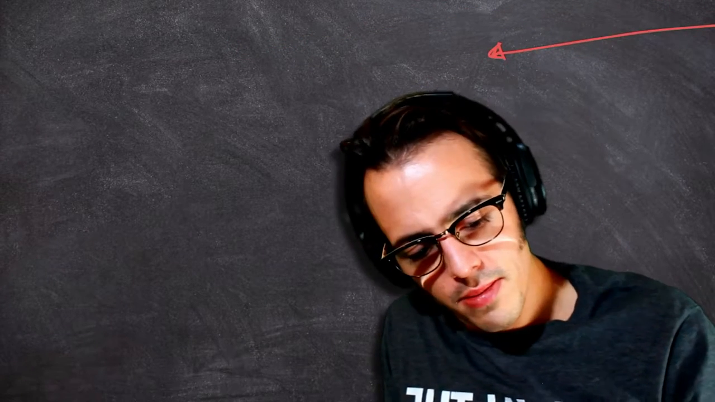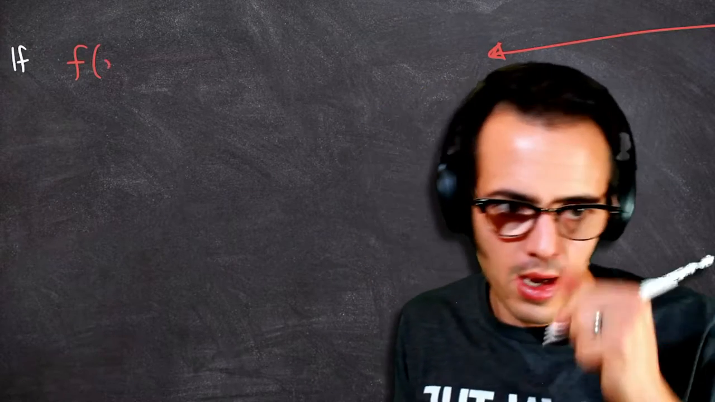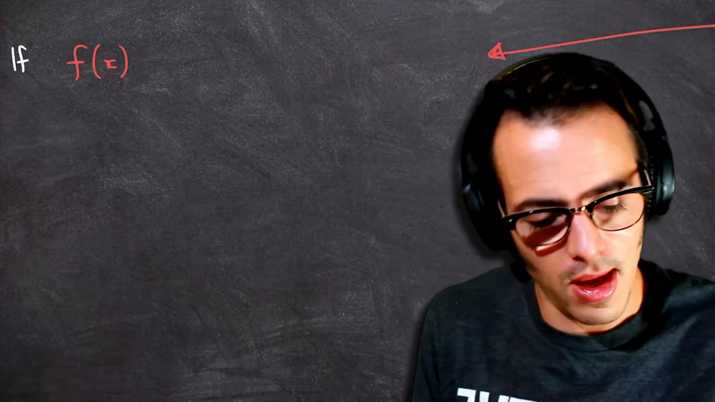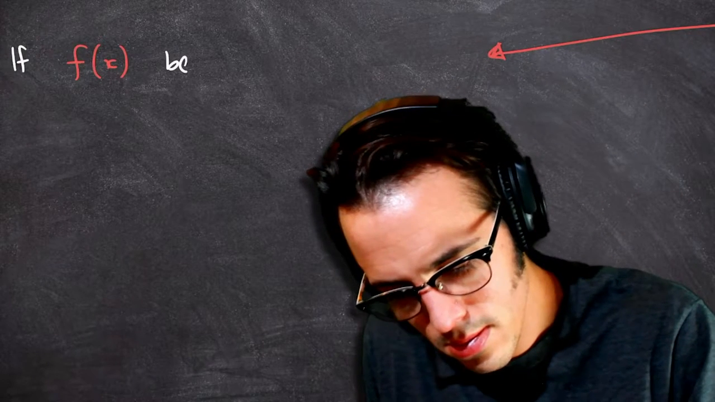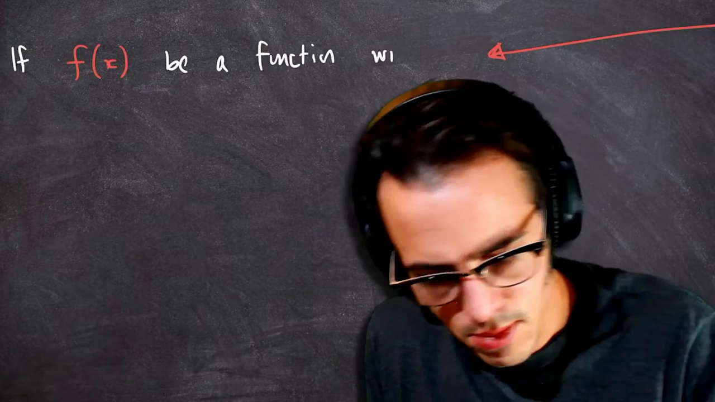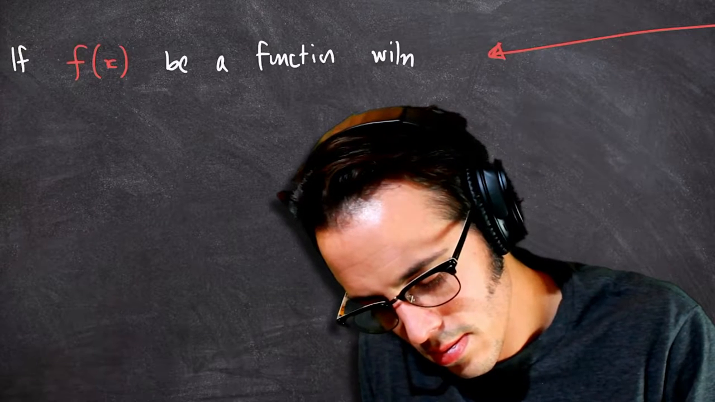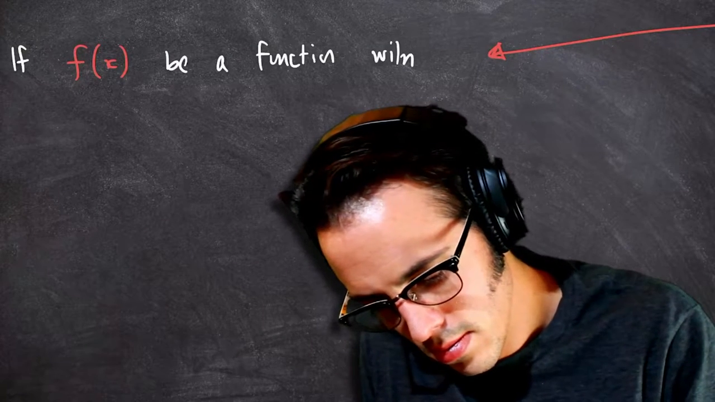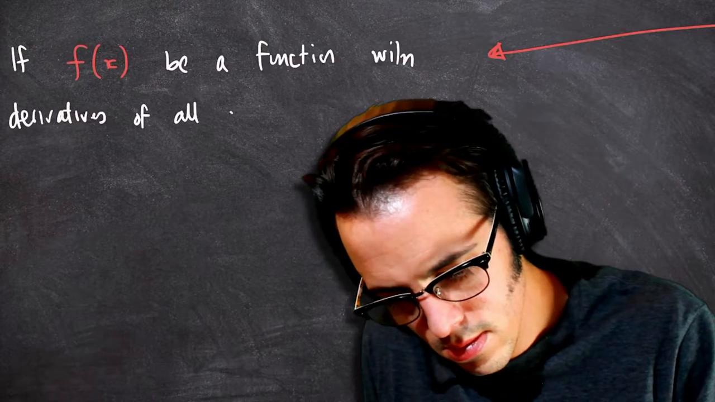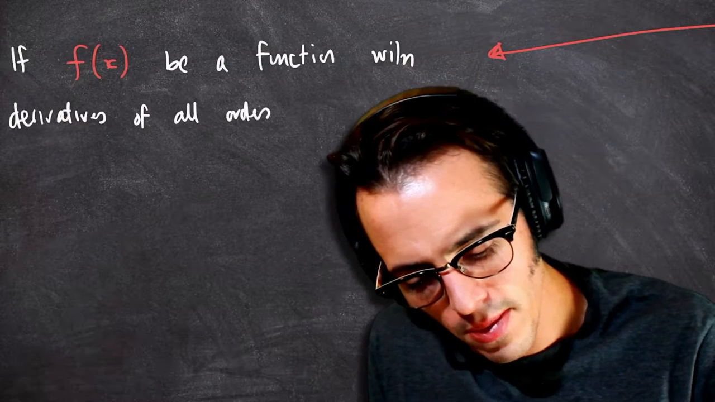If I've got some function, we'll call it f, which is a function of x, and it's continuously differentiable, or we have a bunch of different derivatives in some interval. So this just means it's a continuous function having derivatives of all orders in an interval.